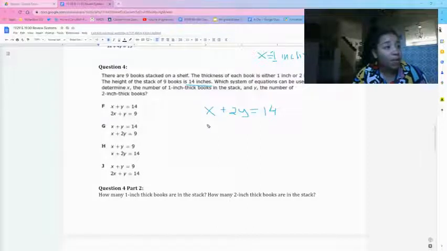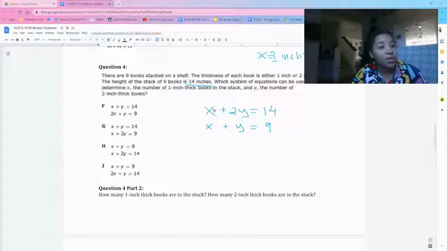We don't know how many books there are of x. We don't know how many books there are of y. But we do know that there's a total of 9 books. Okay? So now this would be the system. So you don't have to solve the system, but you do have to identify the system. So now we have to figure out which one goes with this one.